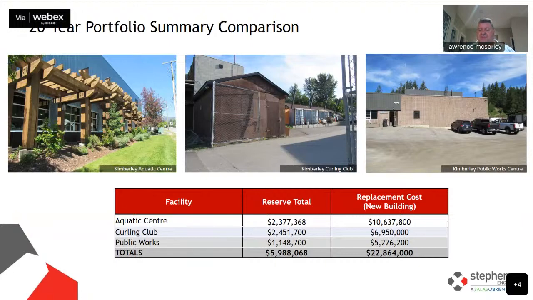The reason we do this is because it gives you a comparison of what a replacement may cost compared to what you have to spend in the next 20 years. So you always want to keep track of those relationships. The next slide.